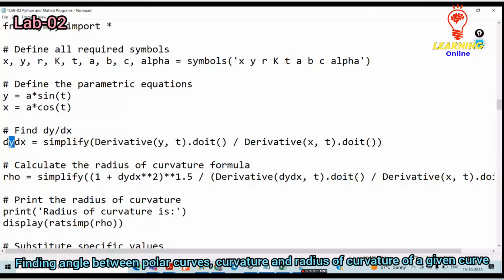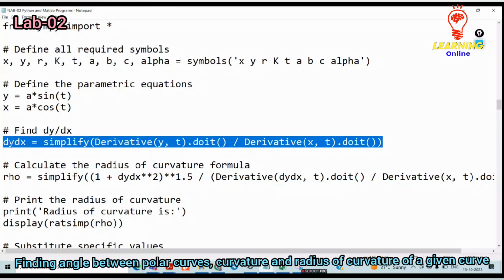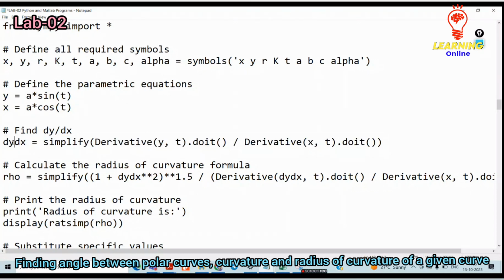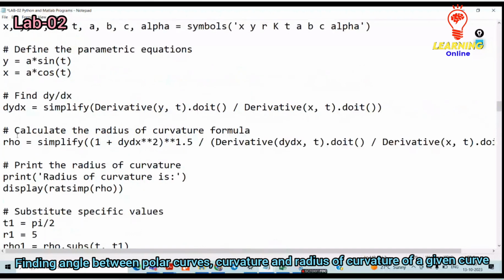That is dy. I want dx. dx is the derivative of x corresponding to t. Because of that reason, I used the diff functionality, so that I will get the differentiation of x with respect to t. So that I will get dy upon dx. Then I got dy upon dx. But this backslash I should not use as a variable because it is an operator. So I defined dy dx. Then what I want? I want rho. I need to get the curvature angle.